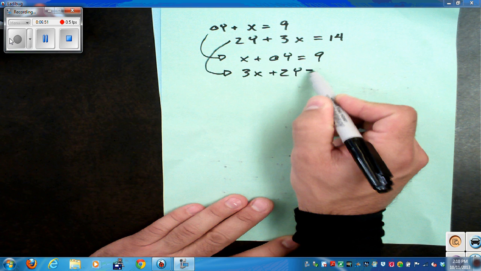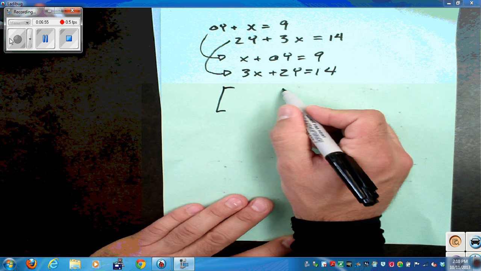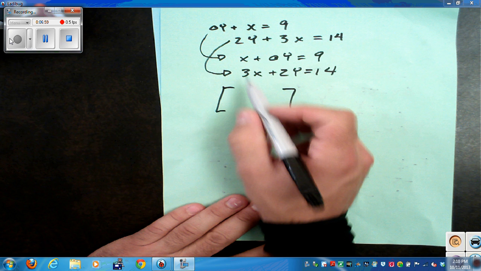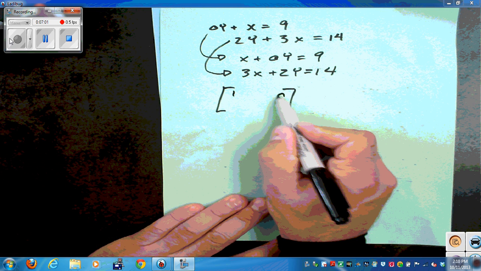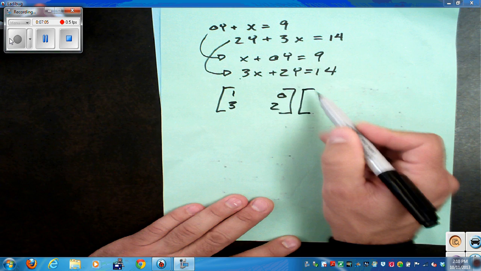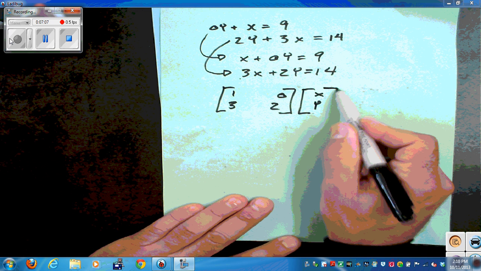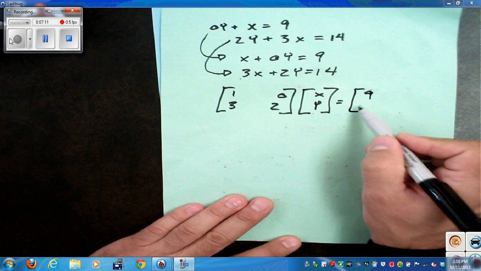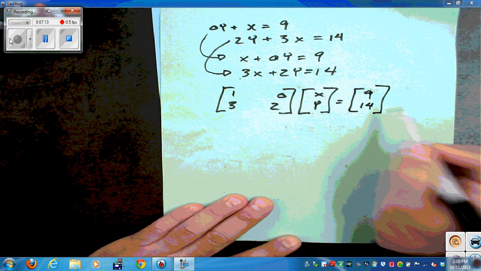Now it's in the right format, and I'm going to write the matrix equation. Remember, my coefficients go here, which is 1 and 0, 3 and 2. My variables go here, which are x and y. And my constants go here, which are 9 and 14. It's as simple as that.